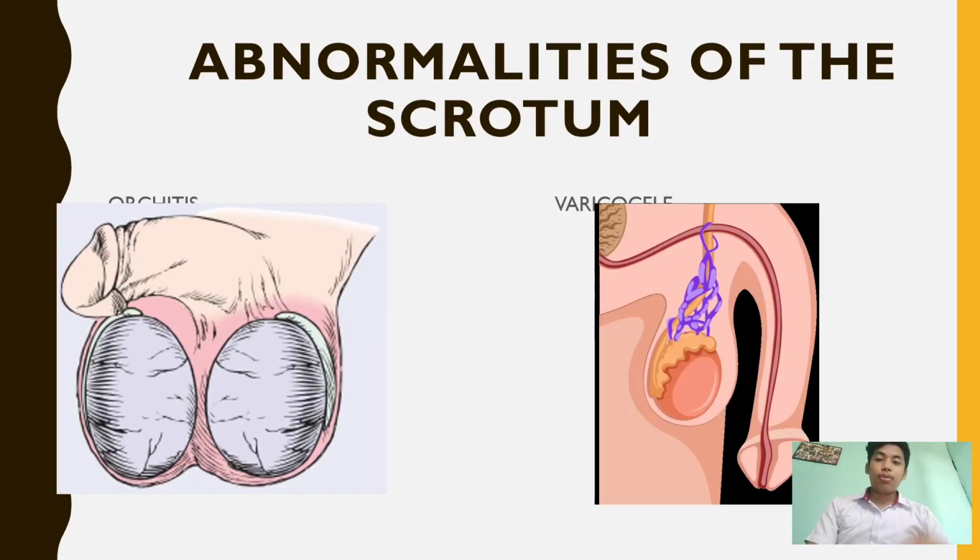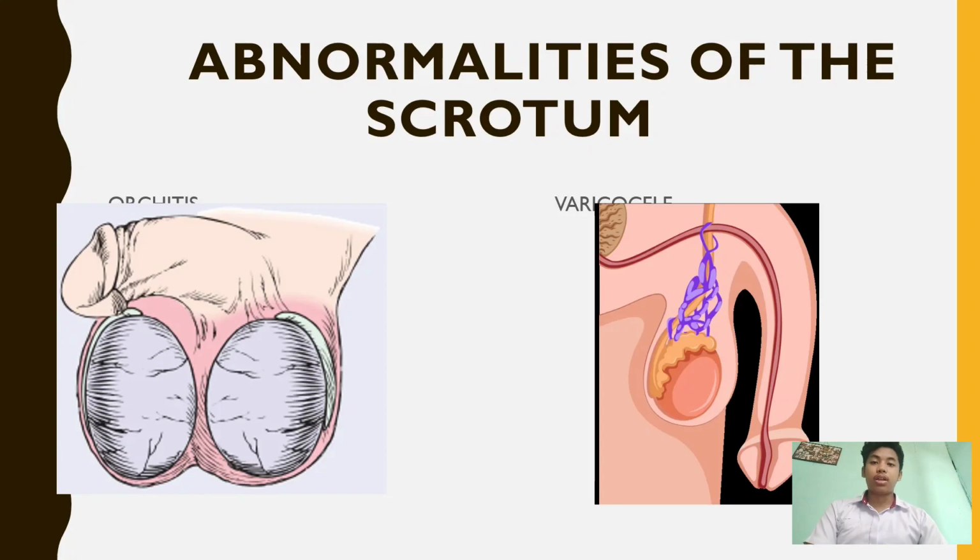Abnormalities of the scrotum. Orchitis: inflammation of the testes associated frequently with mumps. The client complains of pain, heaviness, and fever. The scrotum appears enlarged and reddened. A swollen, tender testis is palpated. The examiner may have difficulty differentiating between the testis and the epididymis.